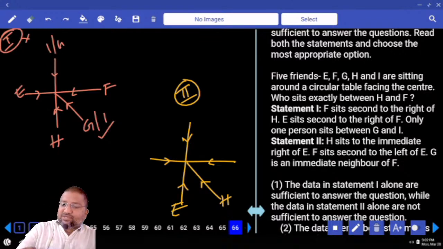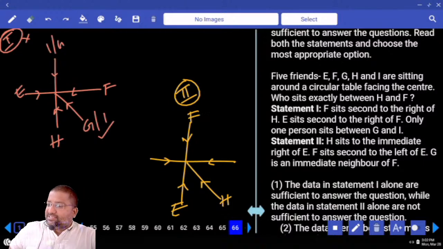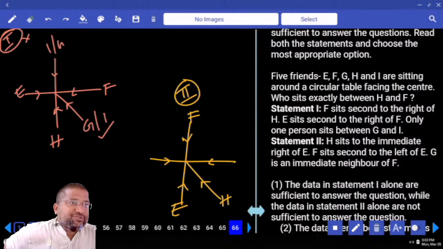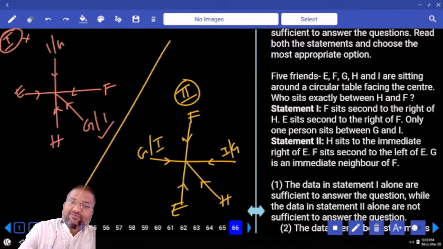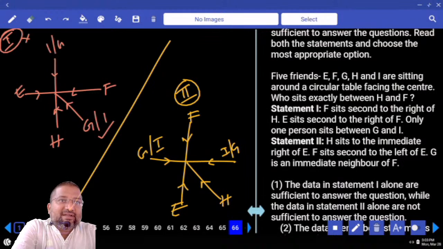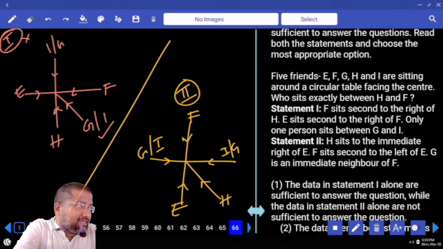F sits second to the left of E. This is F. G is an immediate neighbor of... dilemma. We are not sure what is the position of G. So maybe this is G. If this is G, this is I, or if this is G, this is I. If you observe carefully, both the answers are exactly the same. Even if I combine, I'll get the same answer. Still, you have a problem to find out who is sitting exactly between H and F.